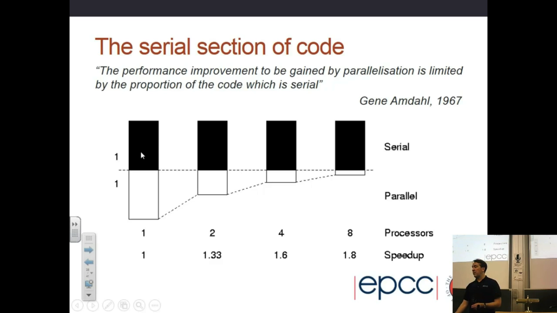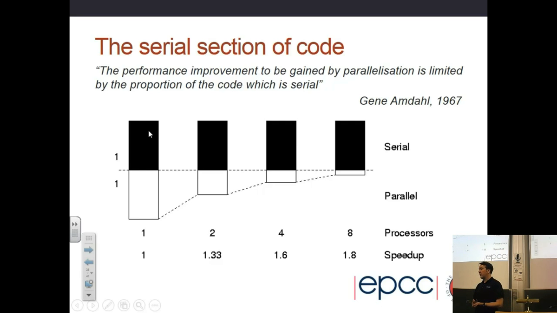So this is like the sharpening example. This is the I/O phase, this is the calculation phase. As you throw more processors at the problem, the only bit which is tackled is this bit here. This serial overhead remains constant. Okay? And so, for example, here, on 8 processors, the speed up is only 1.8. Because although this part goes 8 times faster, this part stays the same amount of time.